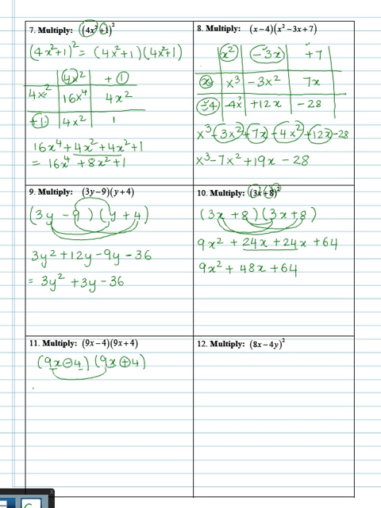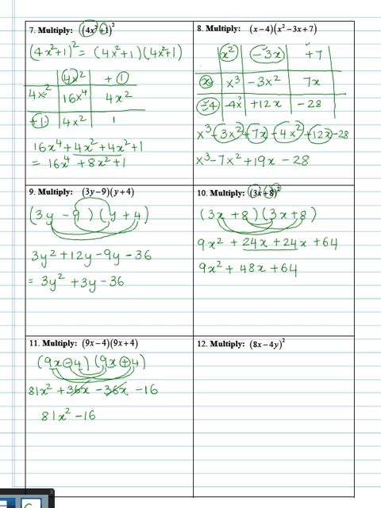9x times 9x, 81x squared. 9x times 4, 36x. Negative 4 times 9x, negative 36x. Negative 4 times 4, negative 16. What happens is the positive and negative 36 cancel out. I am left with 81x squared minus 16.